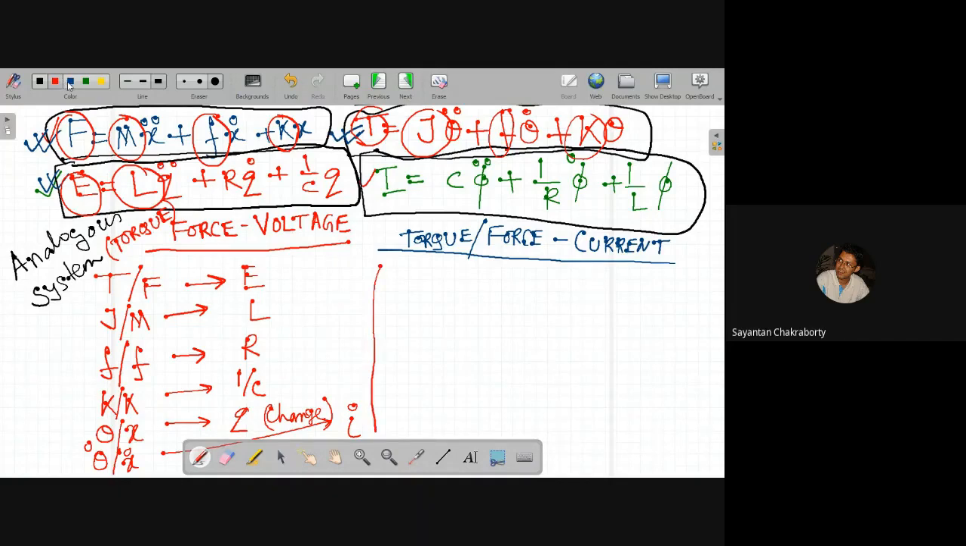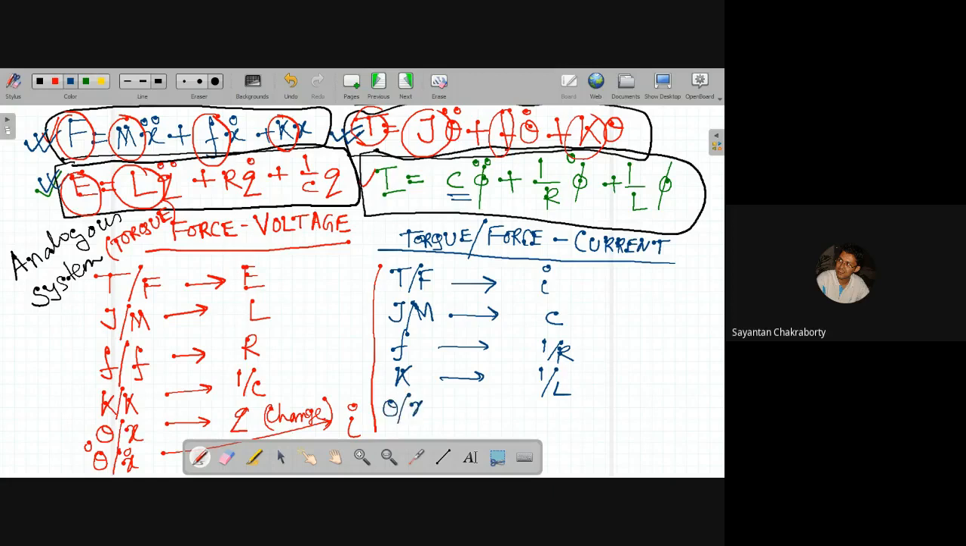Similarly, if you want to develop a force-current analogy, then your torque or force will simply be current, right? Your inertia or mass, what will be this? Capacitor. Your friction coefficient will be 1 by R. Your spring constant will be 1 by L, or you can say R is 1 by F and L equal to 1 by K. Similarly, your angular displacement or translational displacement will be nothing but phi.